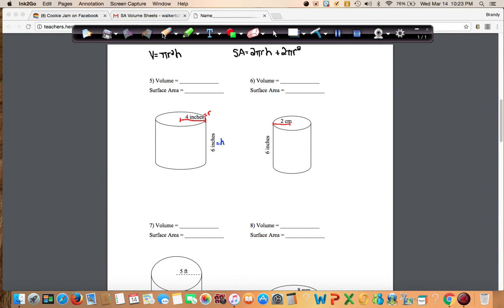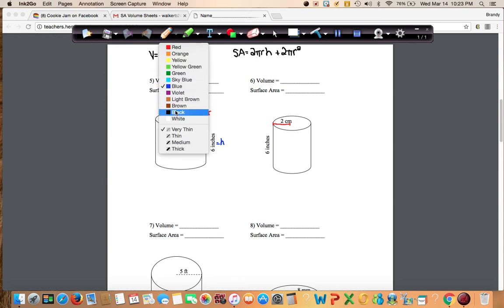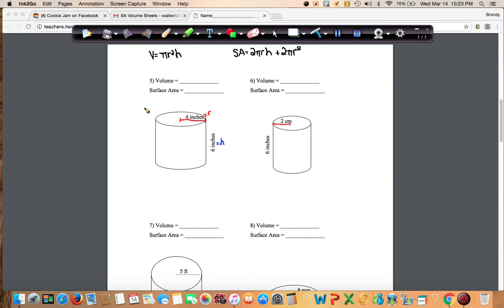Okay, so now let's go ahead and figure out the volume and surface area for number 5. So my volume is going to be pi, and remember, if you forget, pi is on your formula sheet, so you don't even have to memorize this, which you're very lucky because when I was your age I did. Pi is 3.14. Okay, so we're going to take 3.14, which is given to us, times r squared, which is 4, times our height, which is 6.